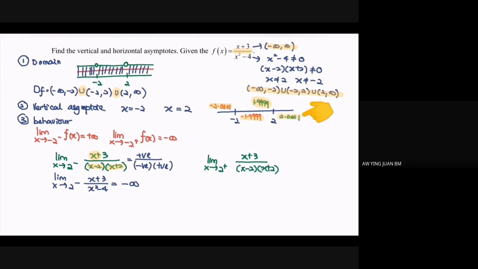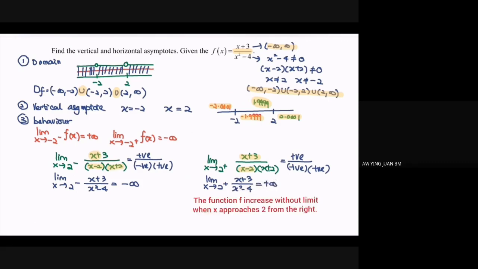So the value would be 2.0001. If we substitute, we will have a positive value over, for this part, very obvious, 2.0001 more than 2. So again, we will have another positive value, multiply with positive value. So at the end, limit when x approaching 2 from the right for the function x plus 3 over x squared minus 4, and we will have a positive infinity, meaning that the function of f increase without limit when x approaches 2 from the right. So the vertical asymptote in here would be x is equals to 2.